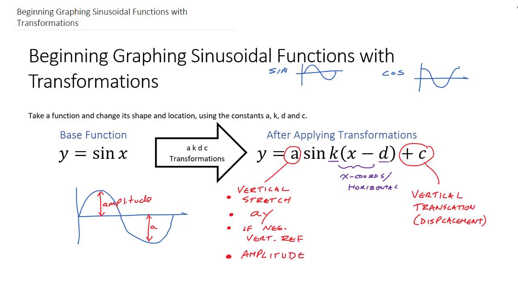Okay, so vertical displacement also tells us where the middle of our graph is, because whatever we move up or down, that's going to be the middle. So that's also called the equation of our axis. The equation of our axis is just going to be y equals c. That's the middle of our graph. Here, let me just write this down, y equals c. So whatever this is, right here is the middle.